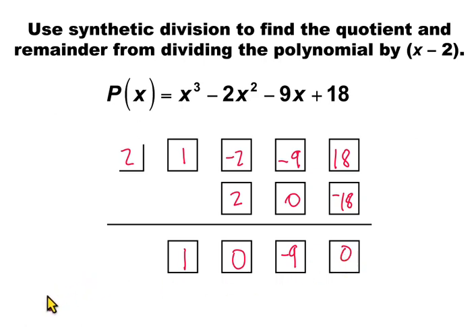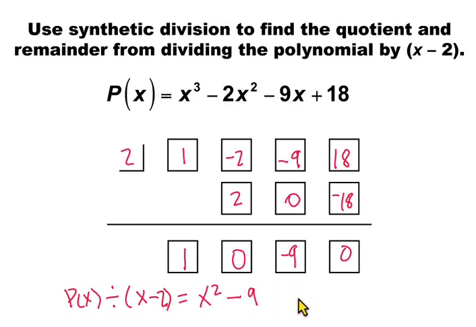So we end up with this division equation, p of x divided by x minus 2 equals, and these are the coefficients of the quotient, which is a polynomial of 1 degree less than the original polynomial, so we get x squared. There is no linear term, there's a 0 here, so x squared minus 9 with a remainder of 0.